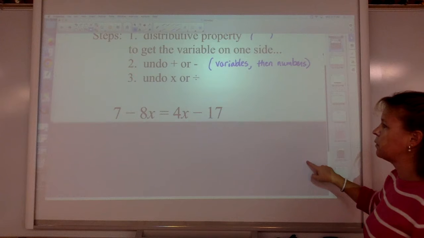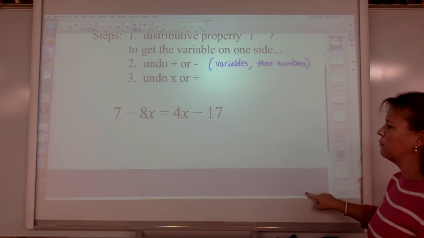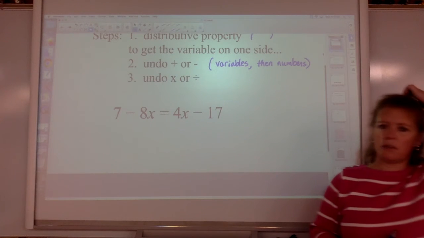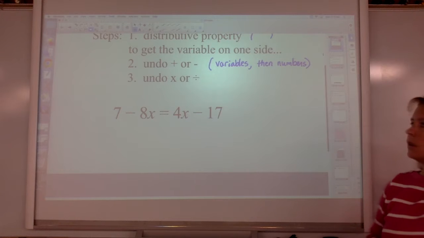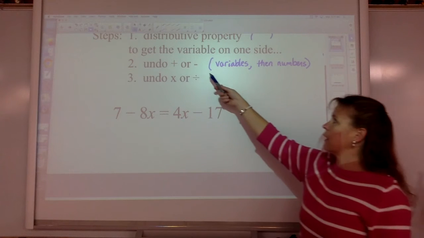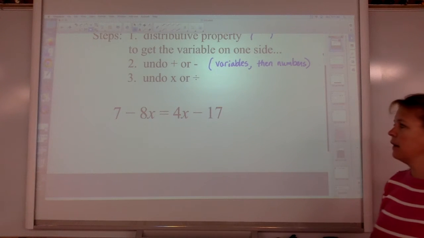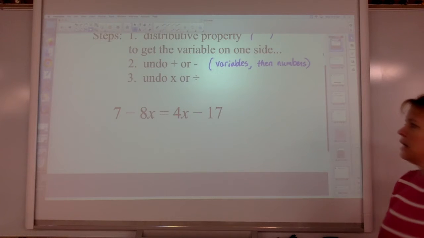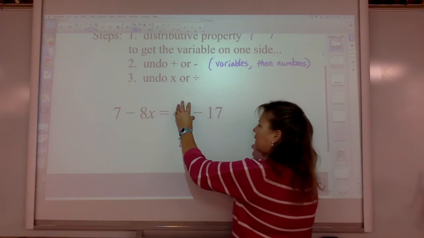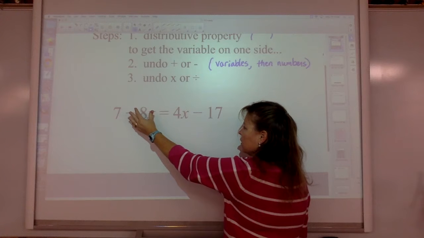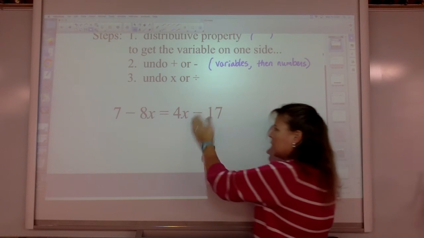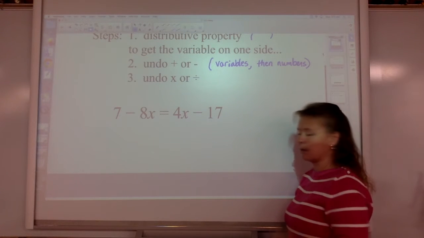You can always pause and rewind. We'll start with a couple of shorter ones that don't have distributive property first, so we can get right away to this second step to get the variable on one side. We are going to either put these 4x's over to that side of the equation, or we could put those 8x's over to the other side of the equation.